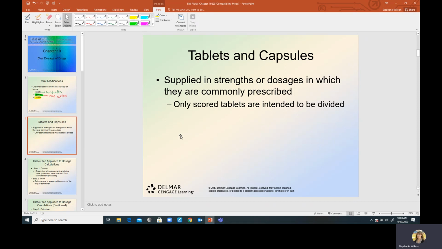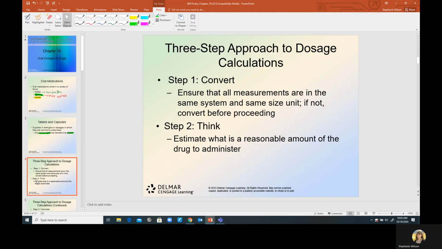So this here is just reminding you that a tablet that's called scored means that it can be divided. So whenever we're solving dose calculations, we have another method, dimensional analysis, which I've been teaching to y'all. But this one here says, let's take the 3-step approach, which you should always apply whenever you're solving application problems. The first one says we're going to convert to ensure that all measurements are in the same system and same size unit. If not, convert before proceeding.